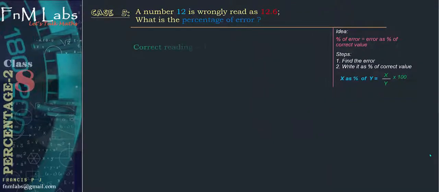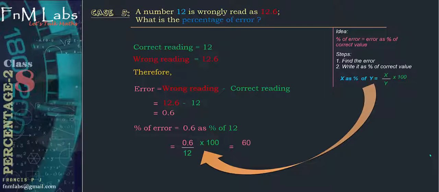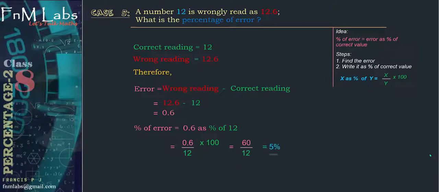So the correct reading is 12, wrong reading is 12.6. Therefore error is the difference between these two readings, wrong value minus correct value, which is 12.6 minus 12, that is equal to 0.6. Therefore percentage of error is equal to 0.6 as percentage of 12, which is equal to 0.6 by 12 times 100, that is equal to 60 by 12, which is 5%. So the percentage of error is 5%.